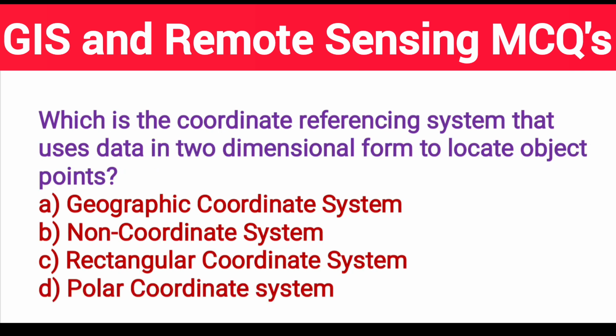Next question, which is the coordinate referencing system that uses data in two-dimensional form to locate object points? Option A, geographic coordinate system. Option B, non-coordinate system. Option C, rectangular coordinate system. Option D, polar coordinate system. So the correct answer is option C, rectangular coordinate system.